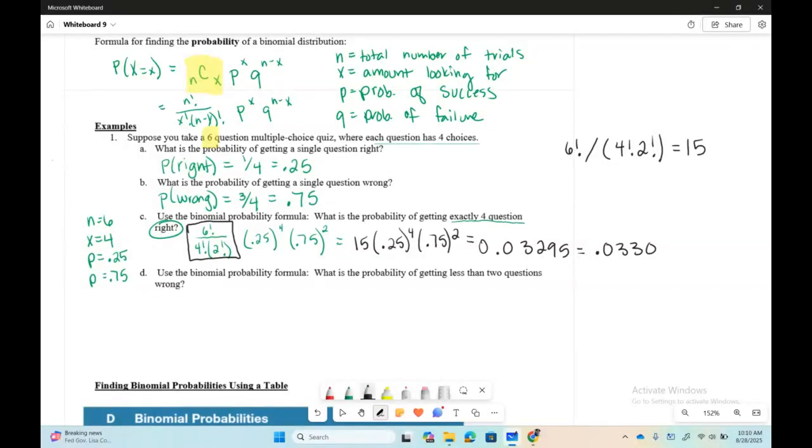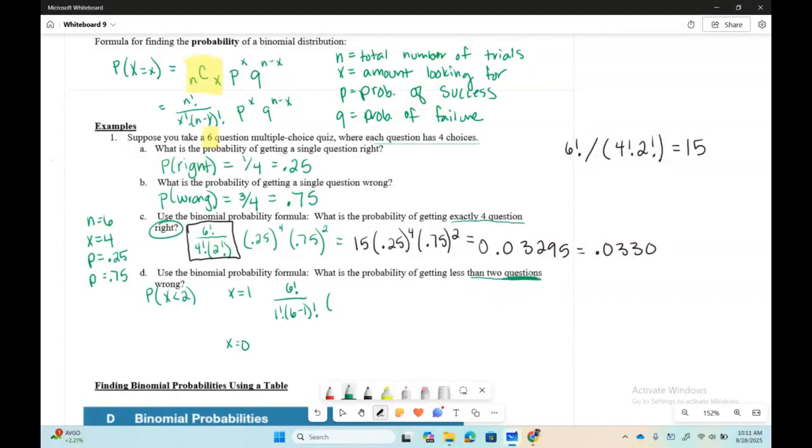For the next question, it says, what is the probability of getting less than 2 questions wrong? So now it looks like x is less than 2. That really means 2 things: x can equal 1 and x can equal 0. So I'm going to have to do that formula 2 times. It's going to look like 6 factorial over 1 factorial and then 6 minus 1 factorial, times 2 questions wrong.